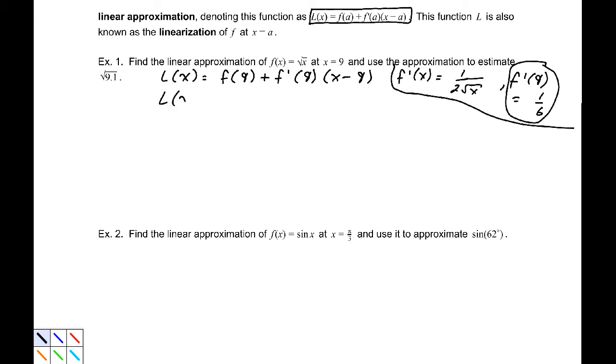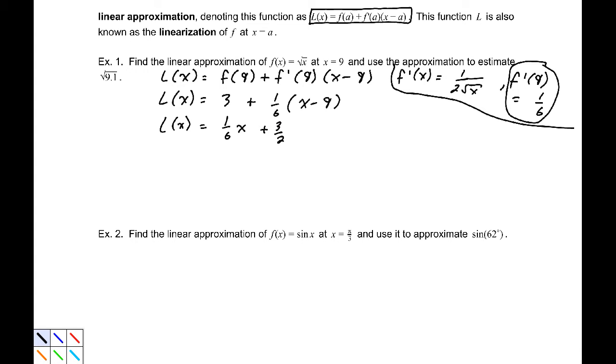So L of x is equal to f of 9. Well, that's the square root of 9, so 3, plus 1/6 times x minus 9. I'm going to restructure that to be 1/6 x plus 3 over 2. So 1/6 of 9, of negative 9, and then adding 3 to that. So there is our linear approximation, or our linearization.